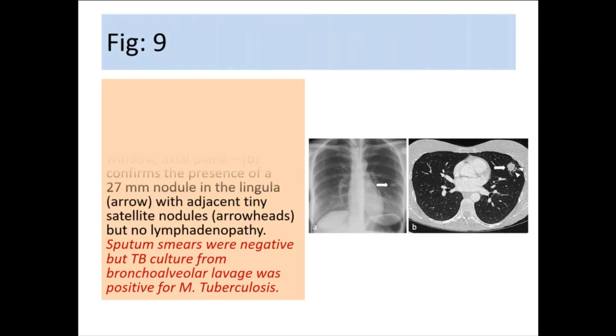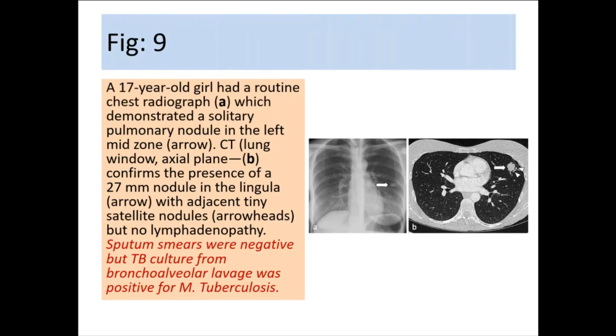Figure 9. A 17-year-old girl had a routine chest radiograph A, which demonstrated a solitary pulmonary nodule in the left midzone, arrow. CT lung window, axial plane B, confirms the presence of a 27 mm nodule in the lingula, arrow, with adjacent tiny satellite nodules, arrowheads, but no lymphadenopathy. Sputum smears were negative, but TB culture from bronchoalveolar lavage was positive for tuberculosis.